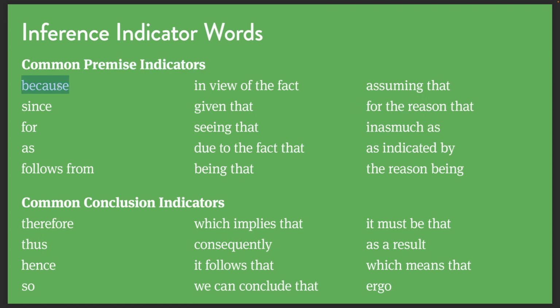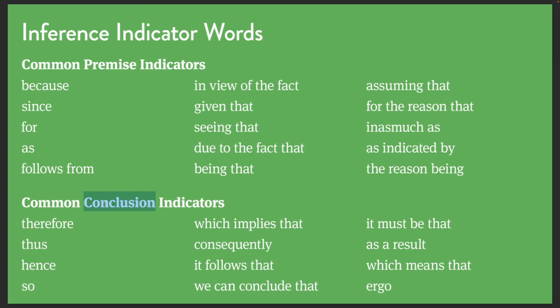We've seen "because" already. The idea is that whatever follows "because" is almost certainly going to be some kind of premise. And there are lots of words we have in English: since, for, as, follows from, in view of the fact, given that, seeing that. You can just go through this list. All of these are very common words, and whatever follows them is almost certainly going to be a premise. Now, don't be a robot. Sometimes these words can work in different ways, but generally, if we're thinking argumentatively, these are all premise indicators here.